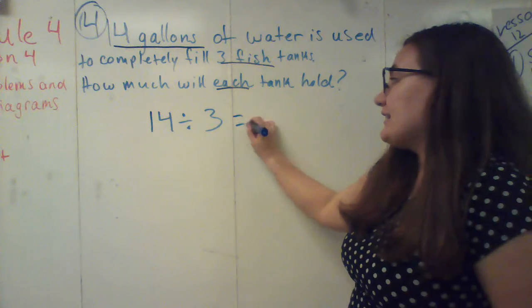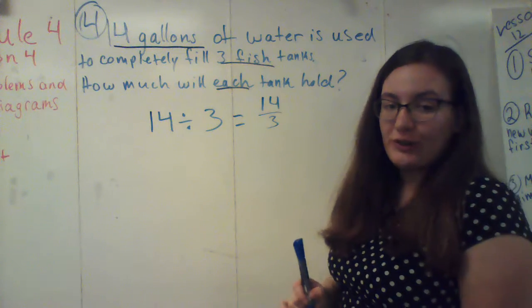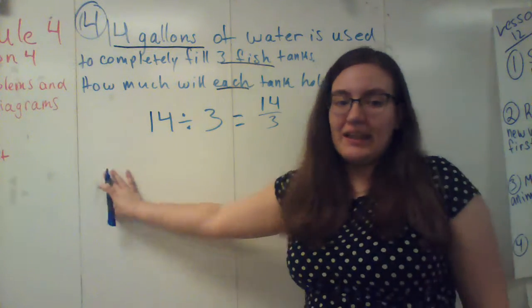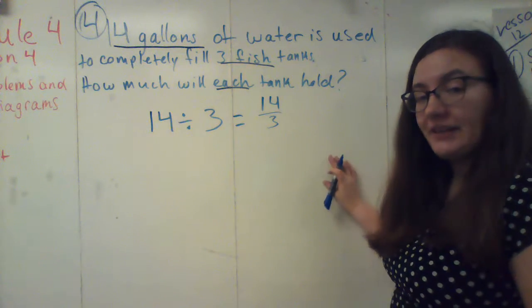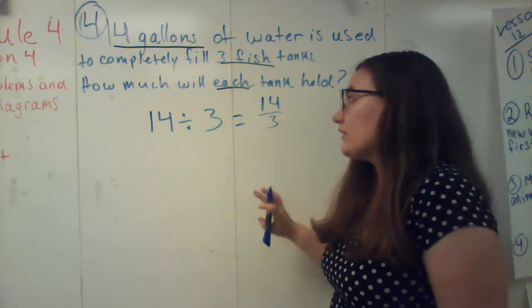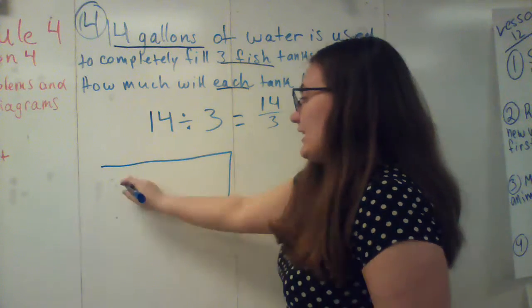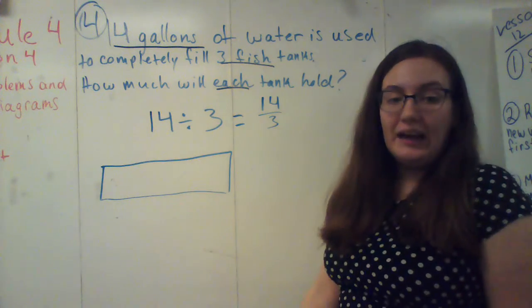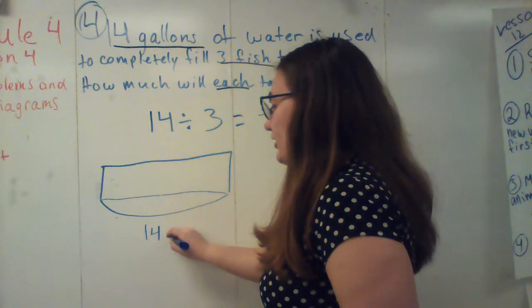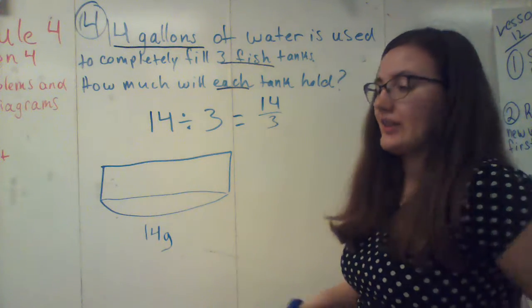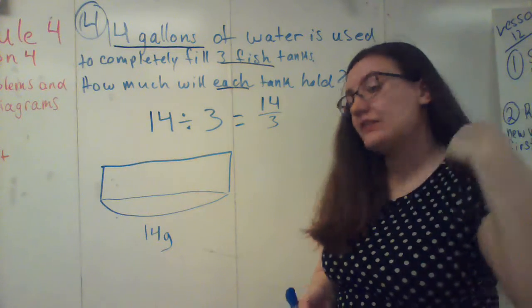Now I know that if I were to write this as an improper fraction, it would be 14 over 3. So I am going to use my tape diagram to help me understand what this problem is going to look like. And then I'm probably going to use my standard algorithm to solve because I don't have a finished number right there. So to draw my tape diagram, I'm going to draw my nice long rectangle. And I'm going to need to cut this rectangle up. And remember, this whole tape diagram equals 14 gallons right now. So it's kind of like I had a big pool with 14 gallons. And now I need to pour it into 3 different fish tanks.